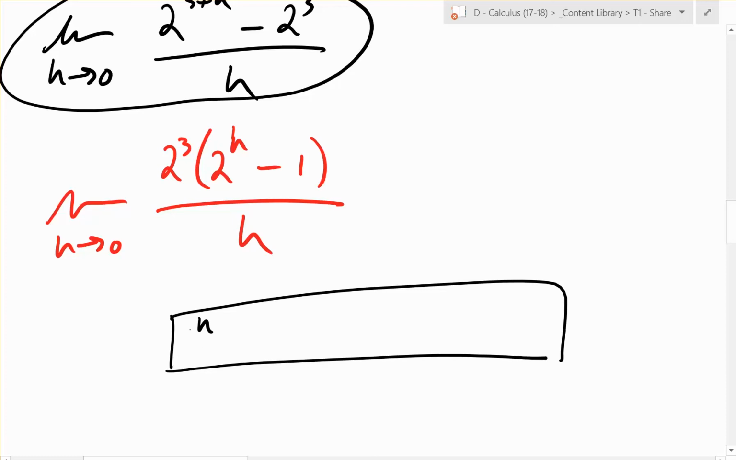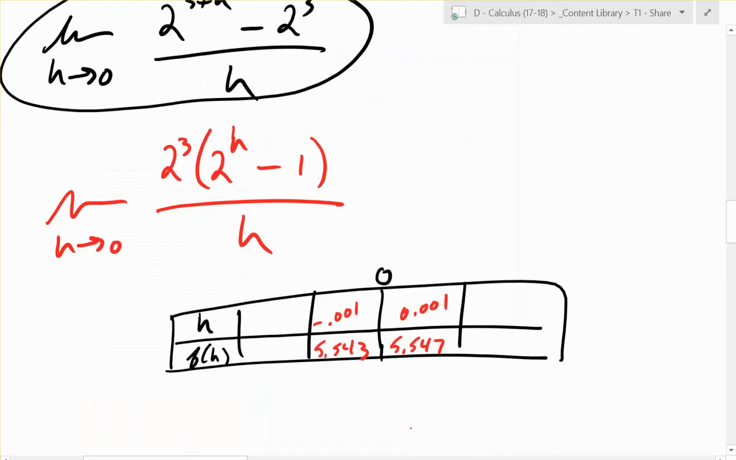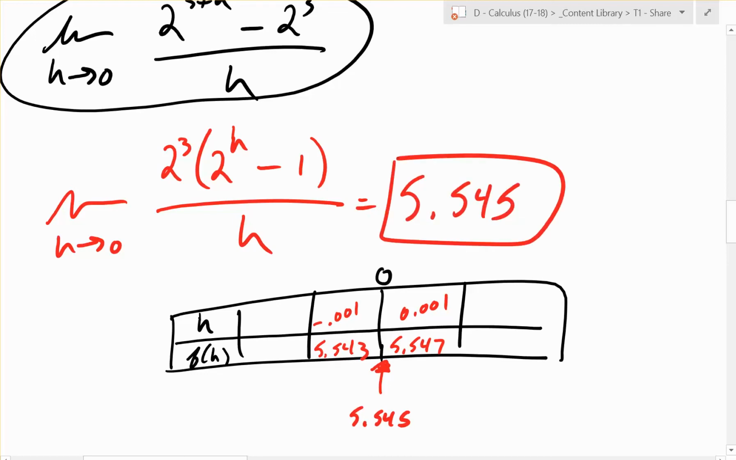And again, you have h and f of h right here. And you have it going to 0. So you need something immediately to the left and right of 0. You end up with the following two values. Fill them in, and then what's in between these two? 5.545. So we think the limit here is 5.545, and that's going to be our slope.